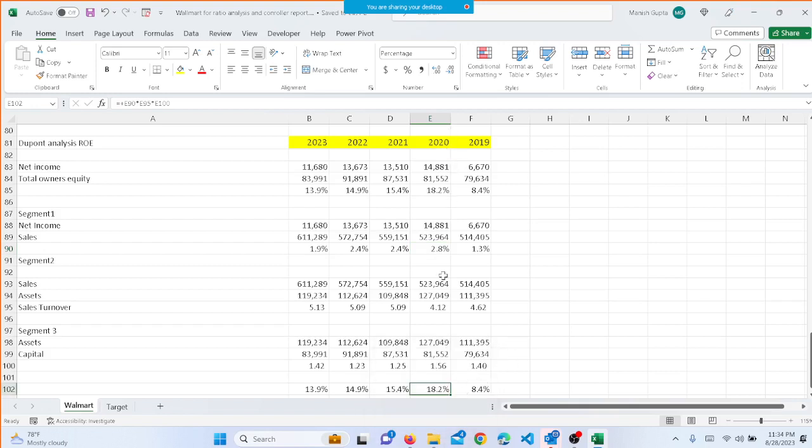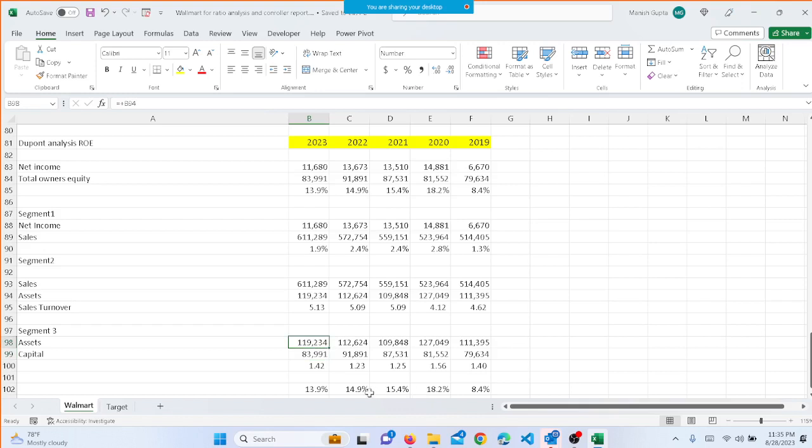Now, from 2020 to the peak, it has dropped to 13.9%. So what's the difference? The one difference is the operating margin, which is coming down from 2.8% to 1.9%. So it means the operating performance of the company is getting low. The leverage is also getting low. The company has not been investing. The company's equity has increased, but the total number of assets has decreased.